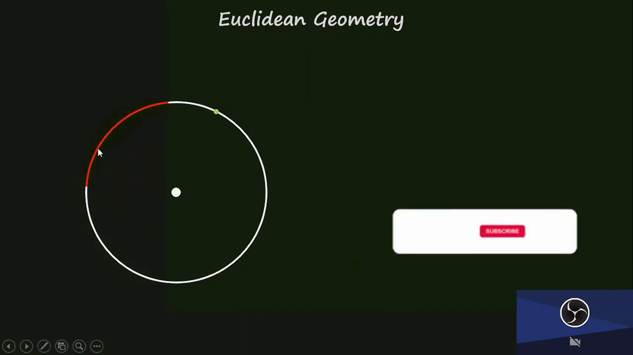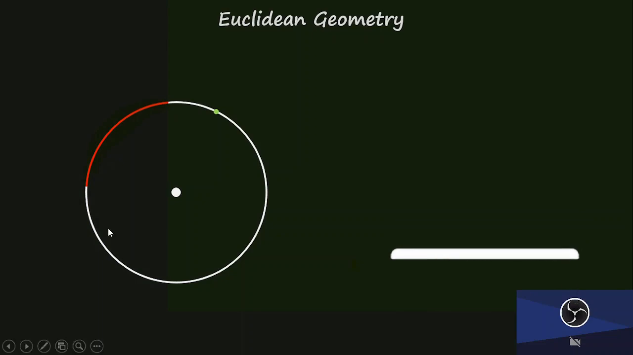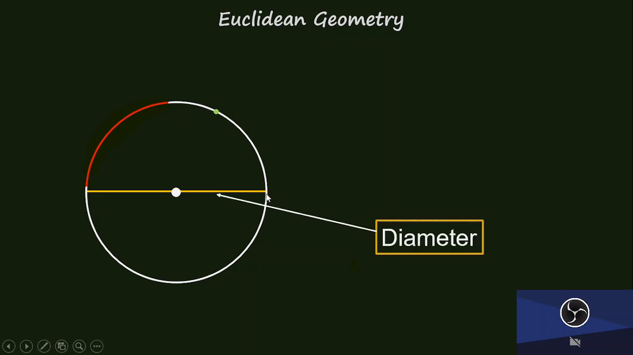Let's look at some of the terminology that we use when we deal with circle geometry. You have the circle given here. This outer part of the circle, we call it the circumference. This is the circumference of the circle. This is the center of the circle. So if I draw a line from the circumference through the center to the other circumference, we call that line a diameter, right? So it goes through the center of the circle.